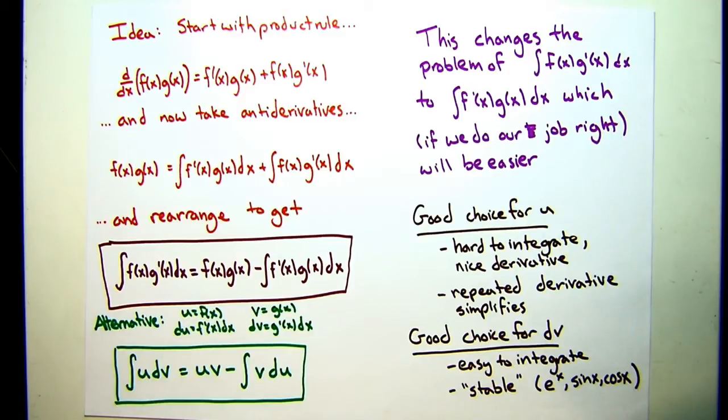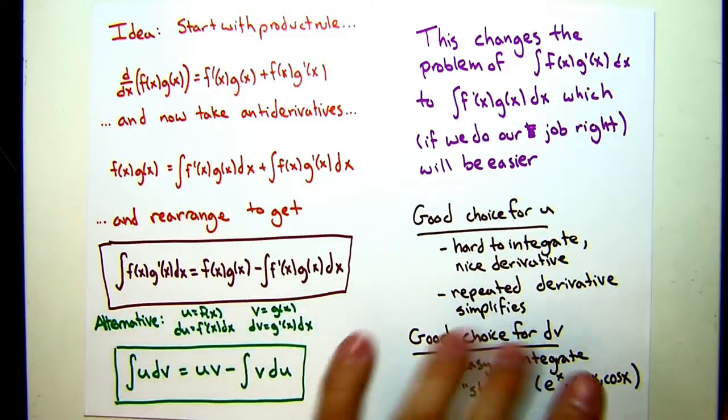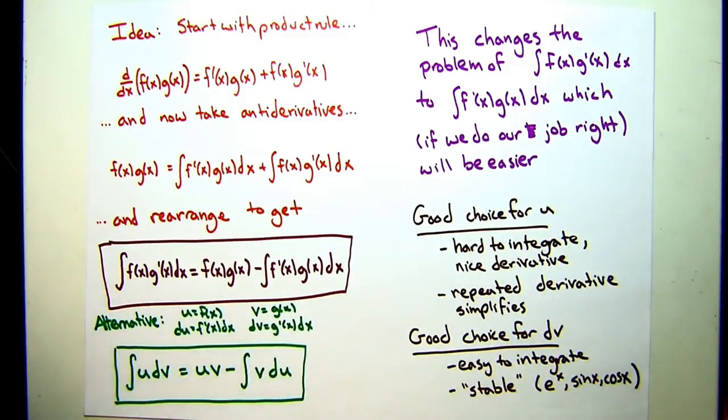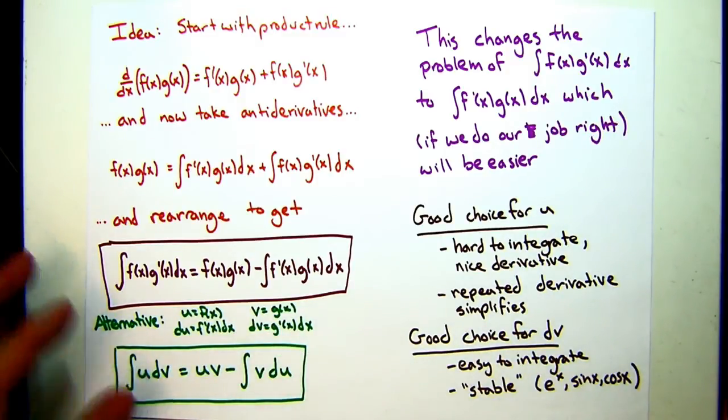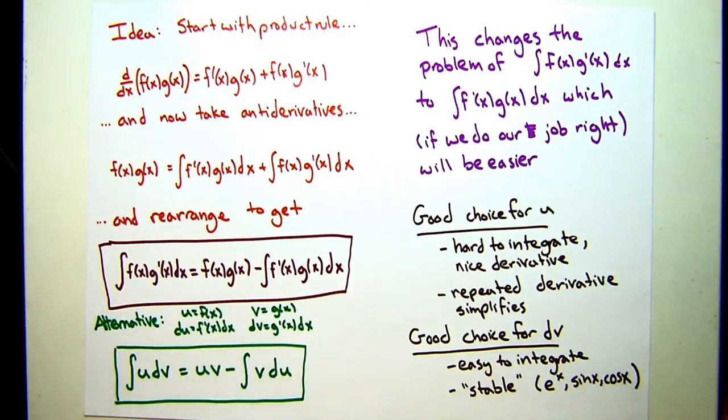What's a good choice for v? Something that's easy to integrate. And sometimes maybe the integral is even simpler. It happens. Look for something which is stable: e to the x, sine x, and cosine x. Essentially when you integrate those types of terms, they pretty much stay as they currently are. So you can integrate, nothing changes, and then the other part, the u, you're differentiating, simplifying. Away it goes.